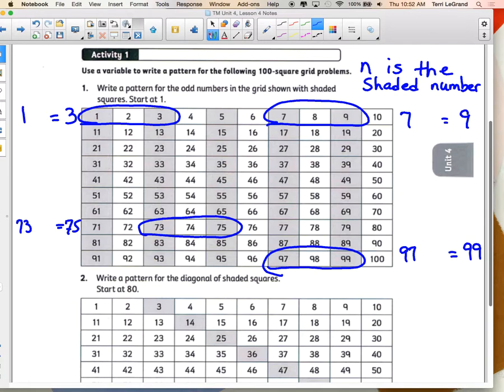Again, it's not going to be an equation this time. We're just going to write an algebraic expression having a variable represent the number that is shaded, and how we get to the next shaded number.